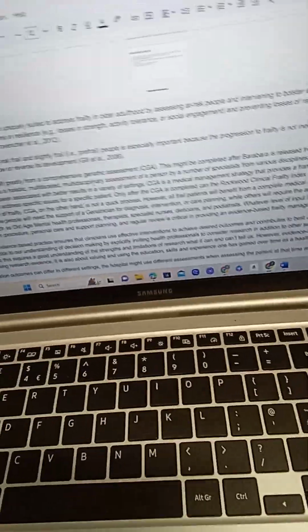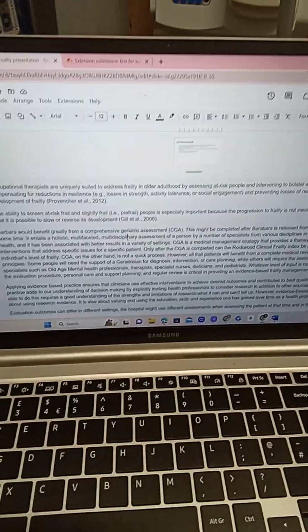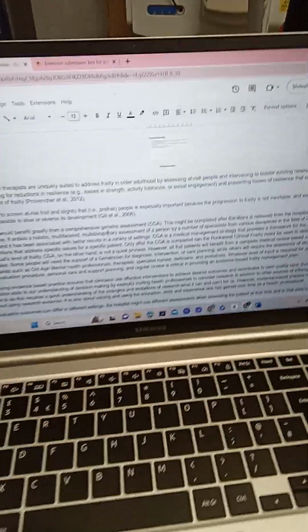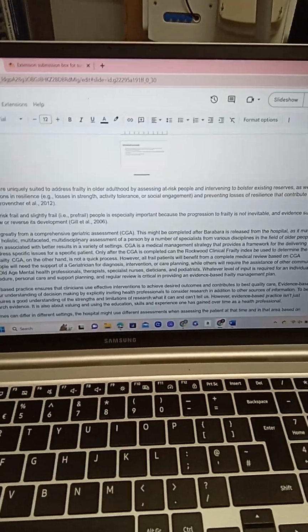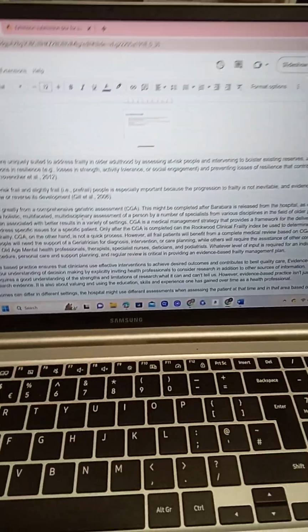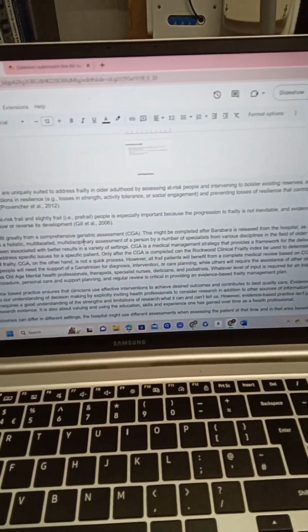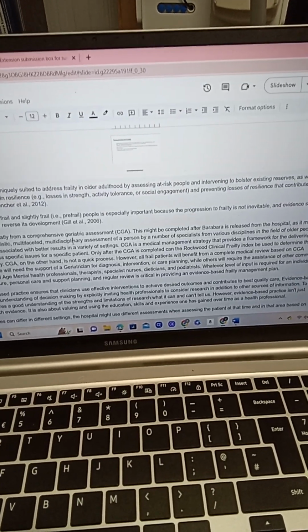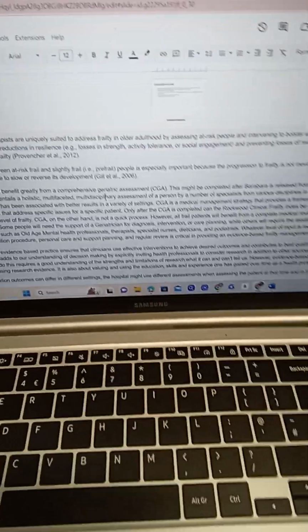So Barbara, I think, would really benefit from that assessment, but it might be completed after she's released, so after her discharge from hospital, because it can take some time. But it takes a really holistic approach, and it's very individual to that person. It's got great planning and intervention for frail patients. It's really beneficial for them. But this is probably one for after.